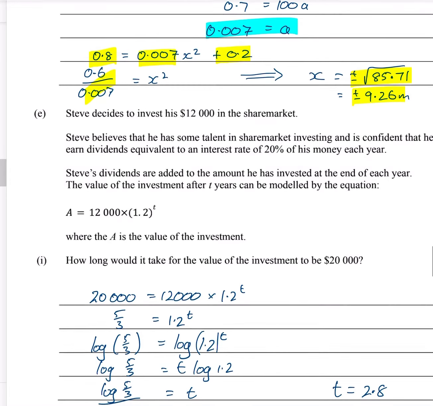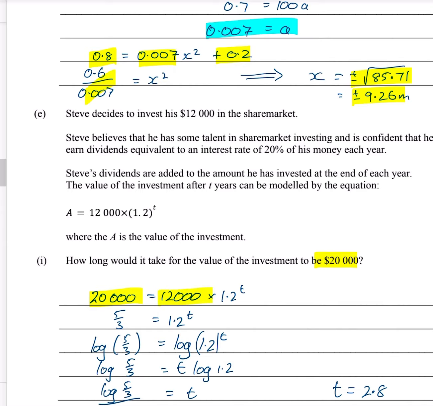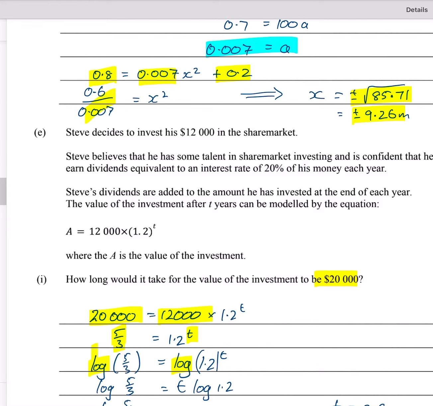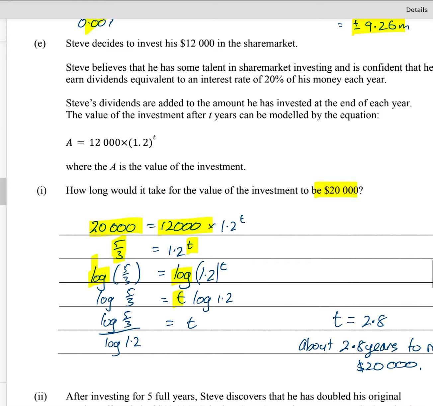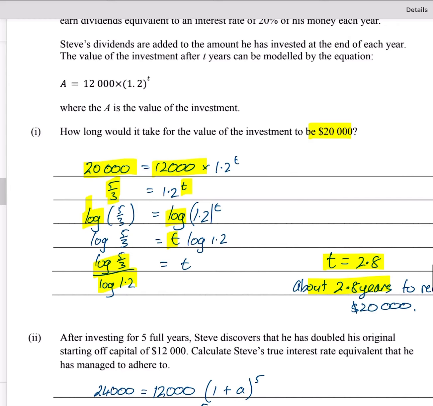The share market question, it needs to increase to $20,000. So 20,000 is the amount. Now again, divide by the 12,000 to get your fraction there, or you can have it as a decimal. You've got t as a power, take the log of both sides, bring the t out the front, and divide to get 2.8. That's about 2.8 years.